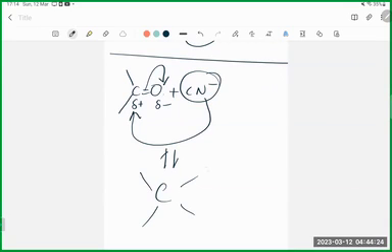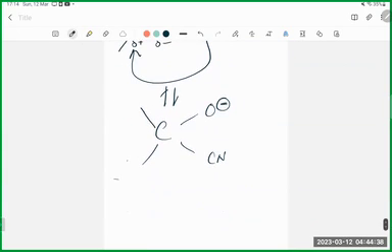Look at over here, CN has come. The CN minus comes over here, and these two groups: if it is an aldehyde, we get H on the other side, and if we have ketone, R and R. Did you understand? Yes, ma'am. So this is the mechanism.